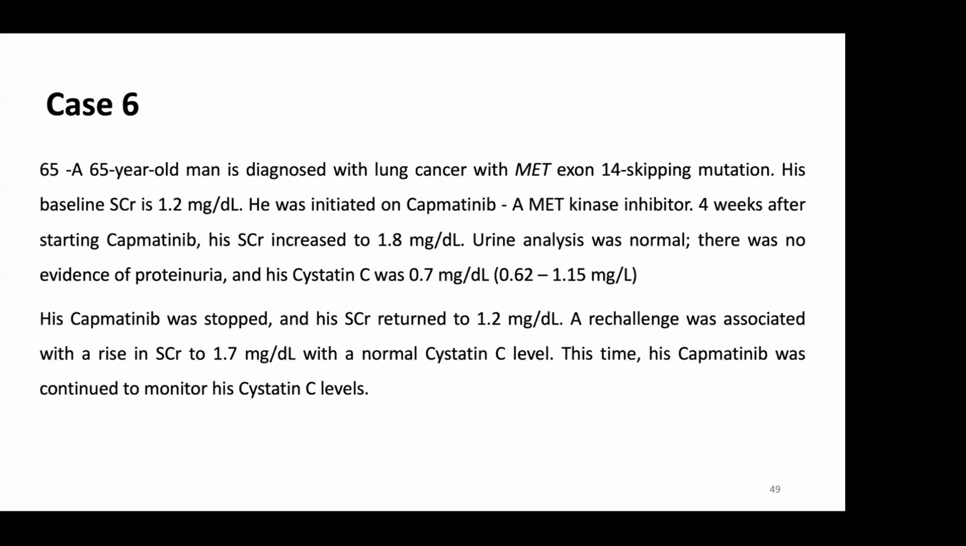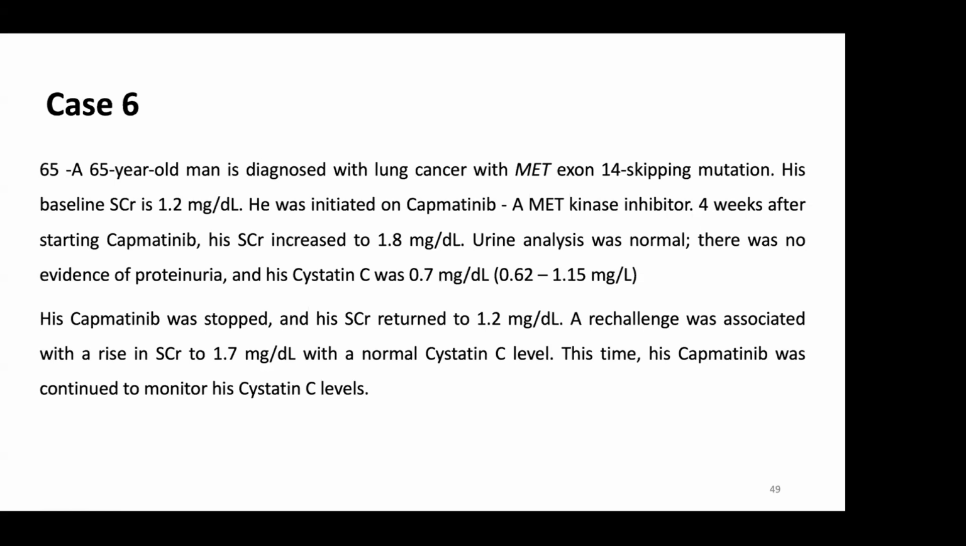So we did a cystatin C level on this patient. We are fortunate that our lab does cystatin C for us. The usual turnaround time for cystatin C is 3 to 5 days. In this patient, the cystatin C was normal. His capmatinib was stopped. His serum creatinine came down to 1.2, and a re-challenge was given. His creatinine went up to 1.7, but with a normal cystatin C level. This time, the patient's capmatinib was not stopped, and we just continued to monitor his cystatin C levels.